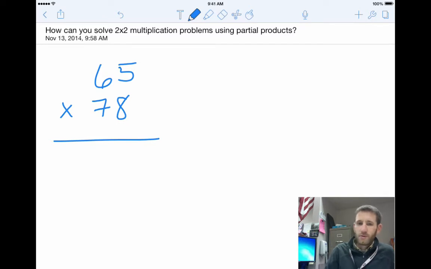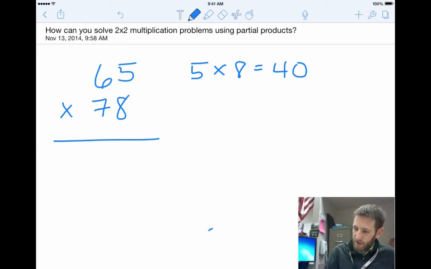Okay? So I'm going to first start with the ones times the ones. So I have my 5 times 8 right here. And I'll multiply 5 times 8, and that equals 40. And like I've done every time before, I'm going to make sure that I line up my 40 nice and neatly right here. Okay.